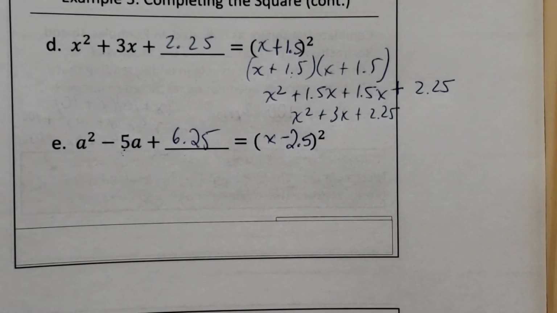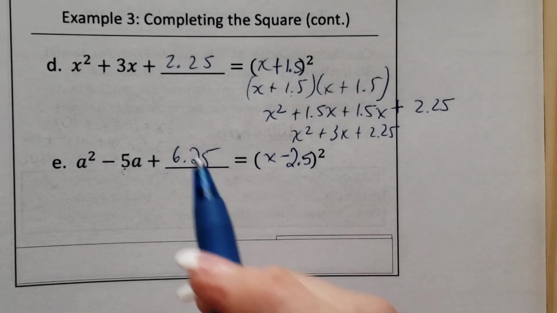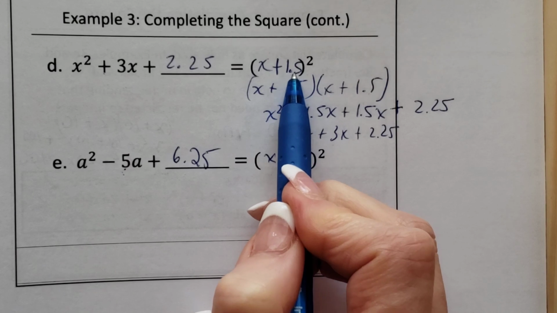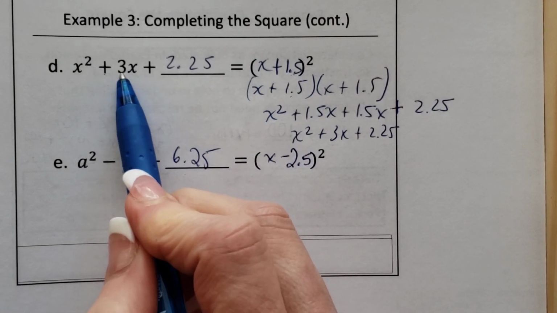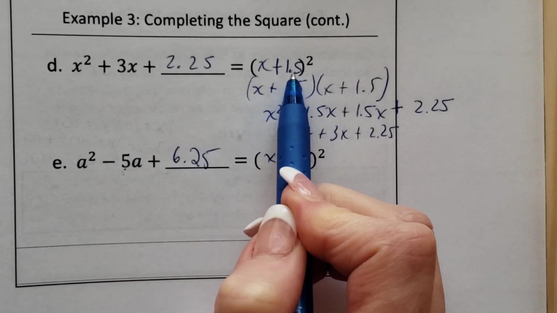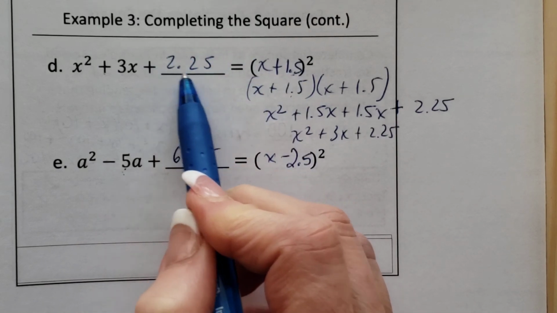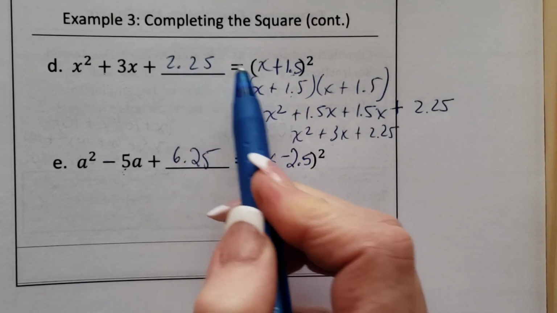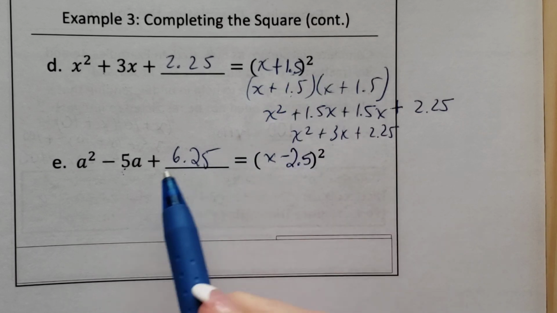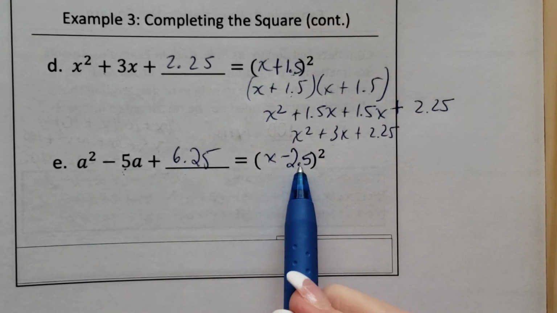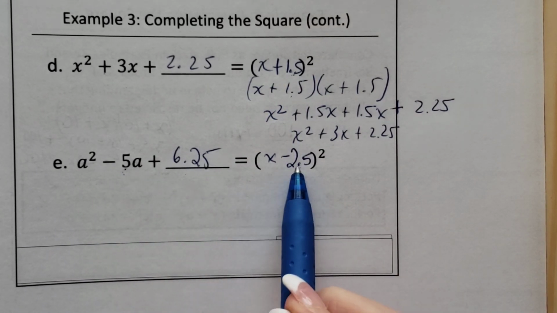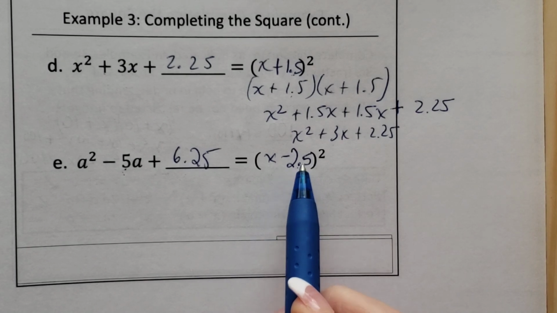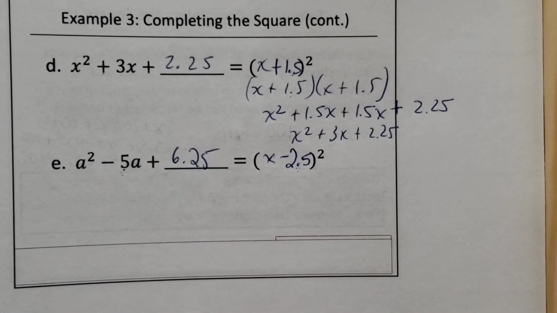Okay, so let's go over the pattern again. To get what's missing at the end here, we're going to half this number. So half of 3 is 1.5. And then to get this missing number, we square what we wrote here. To go from 5 here, we're going to half this number. Half of 5 is 2.5. And then when I square 2.5, I get 6.25.